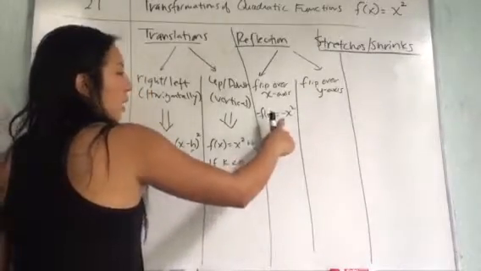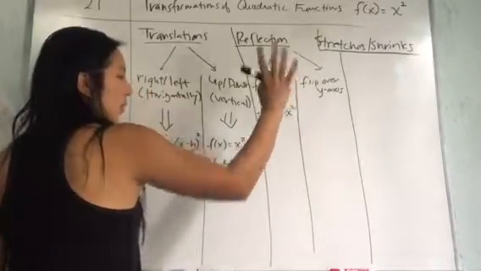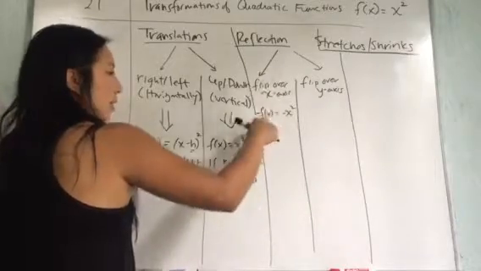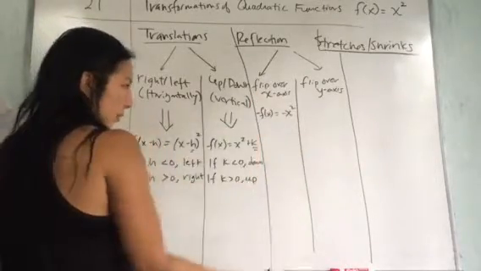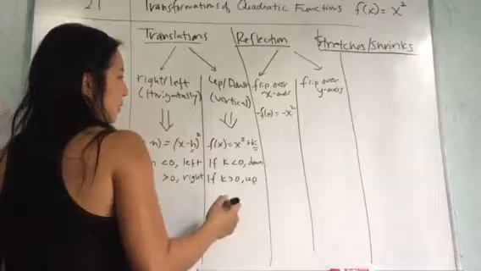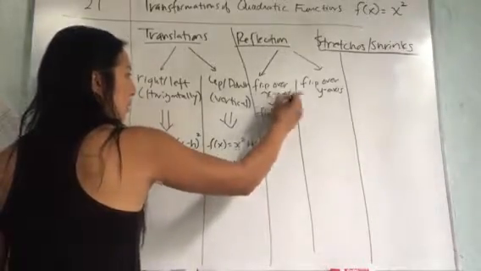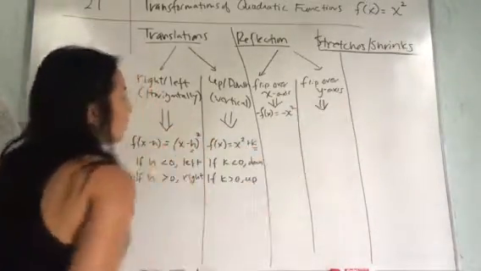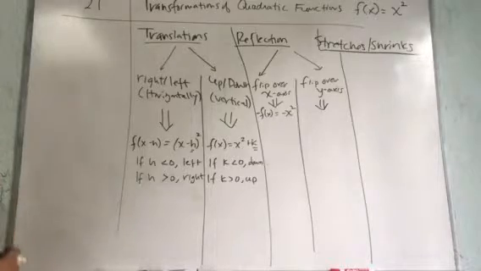So if you have x squared and you put a negative in front, it just flips the graph. If you have 2x squared and you have negative 2x squared, it reflects it over the x-axis. Pretty self-explanatory.